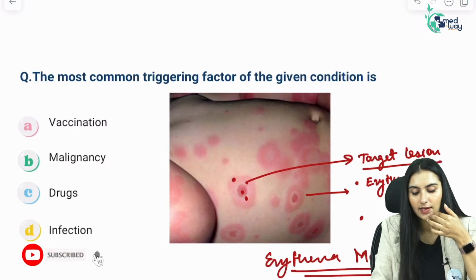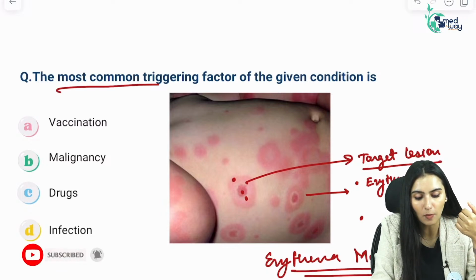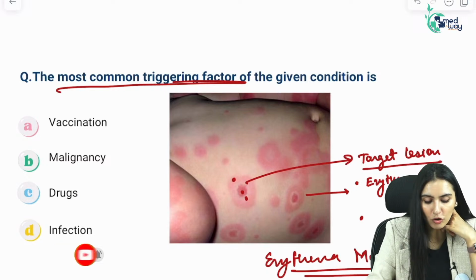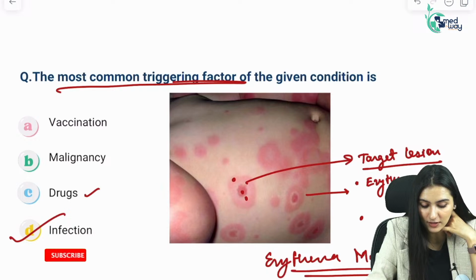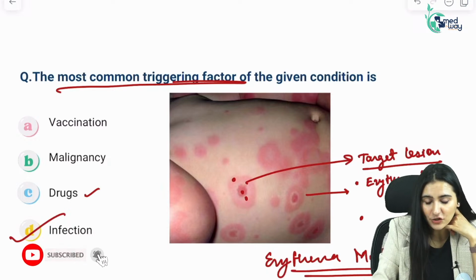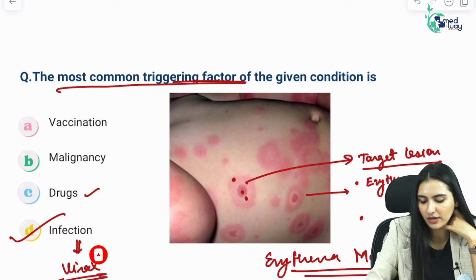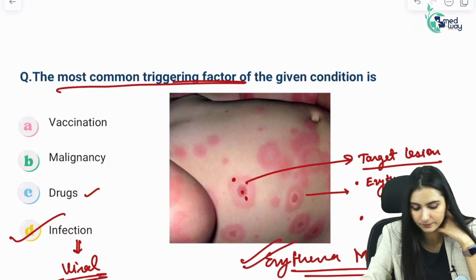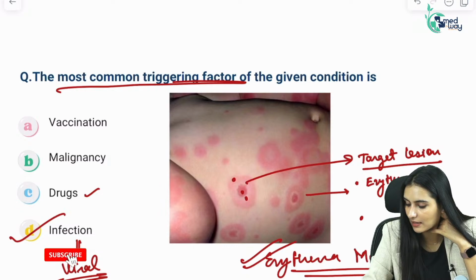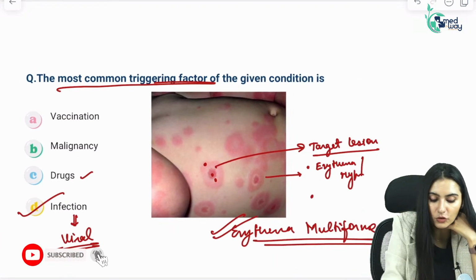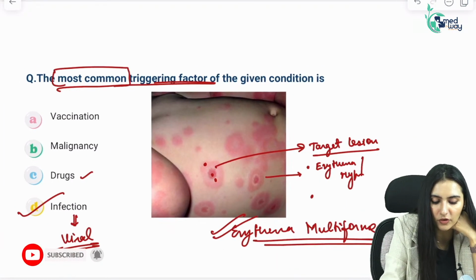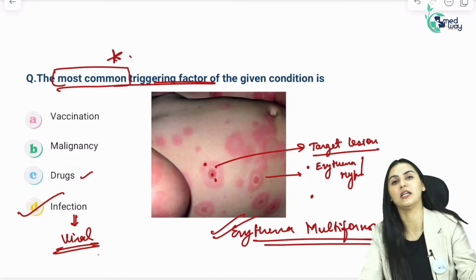Okay. Now, most common triggering factor. The most common triggering factor is actually infections. It can happen because of drugs. But infections, that too a viral infection, it is the most common triggering factor for erythema multiforme. Someone's answered drugs, no. The most common trigger are viral infections for erythema multiforme.